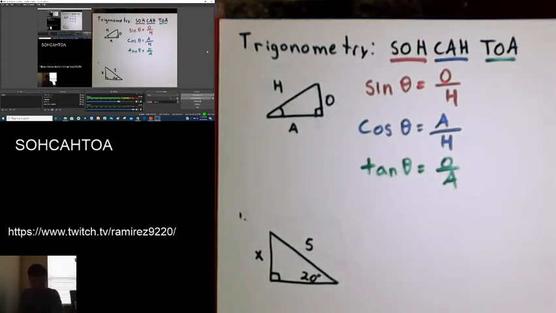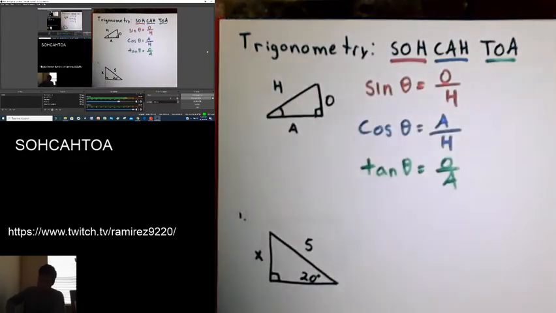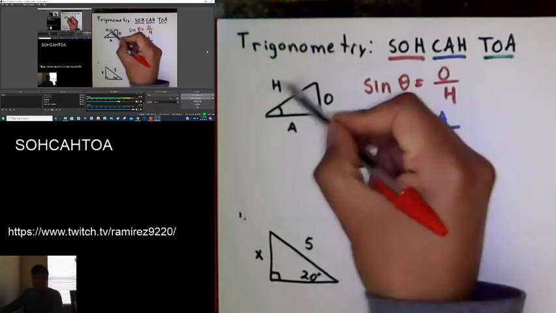So the way you want to go about it is you always want to label your triangle, whether it's in your head or on paper. At first, obviously, do it on paper, and then once you get the hang of it, you pretty much do it in your head. The side across the 90 is always your H.